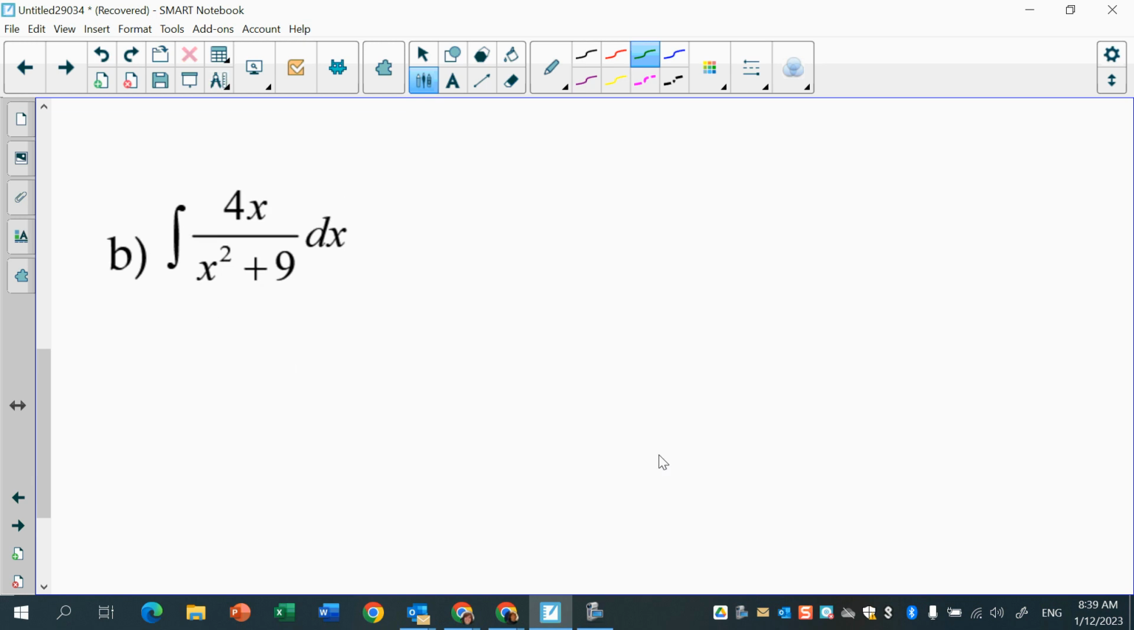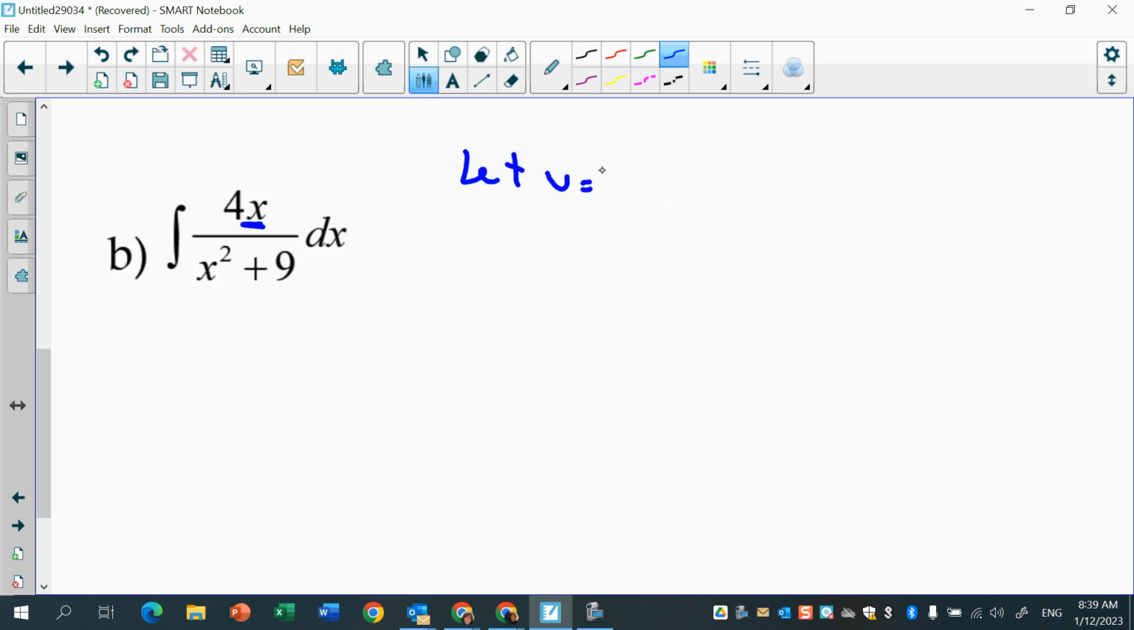B is the integration of 4x over x squared plus 9. That's different. This is not inverse tangent because of that x right there. Notice that x changes everything. This x right here changes everything. This is not inverse tangent. What it is, is u-substitution.